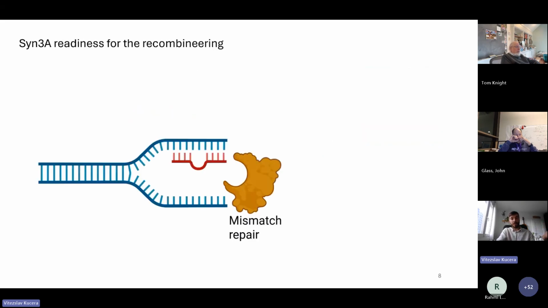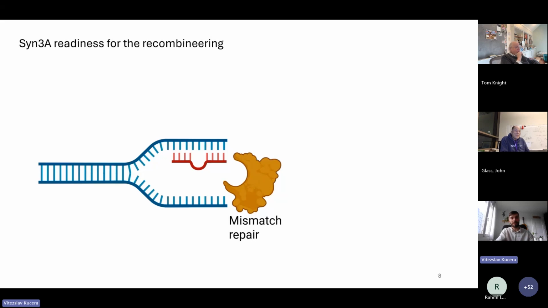There are a few problems with that. The first one is that this protocol relies on mismatch repair not being present in the cell, which is also great news for SYN3, because SYN3 has most of its mismatch repair removed already. It's got few DNA repair enzymes, but these have been shown to also not hinder the recombineering.